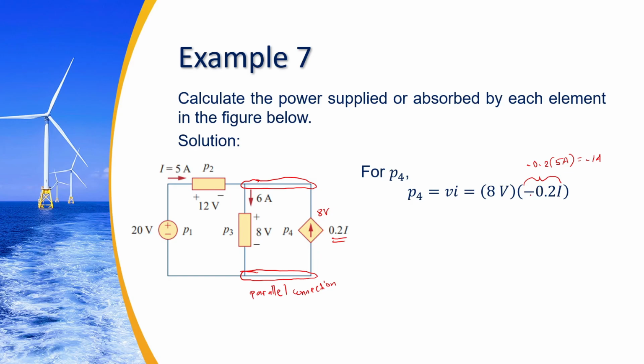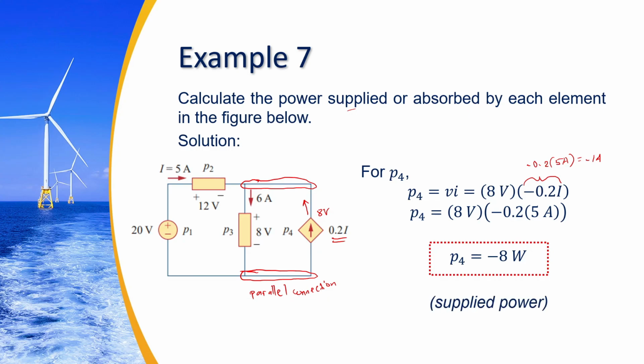Okay, bakit negative yan? Tingnan mo mabuti, yung arrowhead. Arrowhead is paalis sa kanya. Pwedeng pag ginanyan, nilagyan natin siya dito, ibig sabihin, lumabas yung current. Okay? Palabas. Kung palabas sa kanya, siya yung nag-supply. Okay? Since siya yung nag-supply, nabawasan siya. Negative sa kanya yun. Kaya negative yung sign. Okay? Therefore, the magnitude ng P4 ay negative 8 watts. Yan siya yung supplied power.